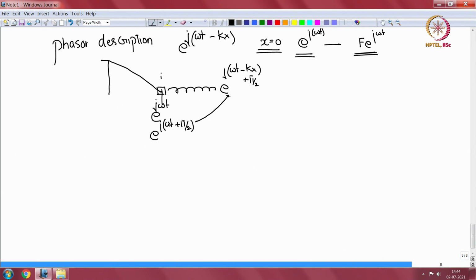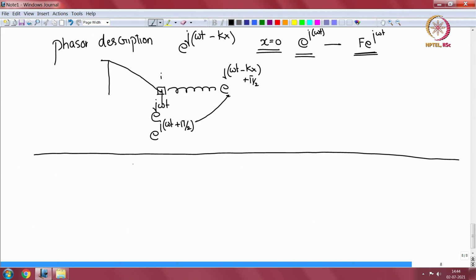Now, let's see. We go now to the very first important idea in sound structure interaction. The main or central idea in sound and structure interaction.